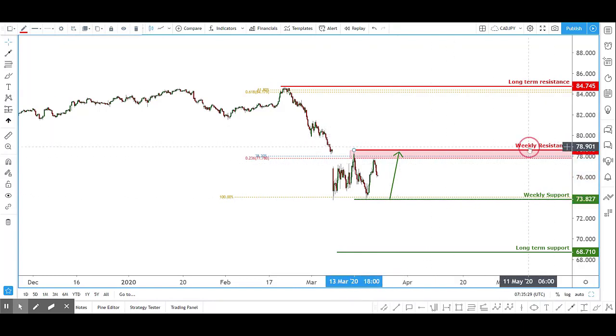If in the longer time frame, price breaks above the weekly resistance, we can be sure that there's a push up towards the long-term resistance. If price breaks below the weekly support, we can also be sure that there's a further drop towards the long-term support at the 68.71 area.